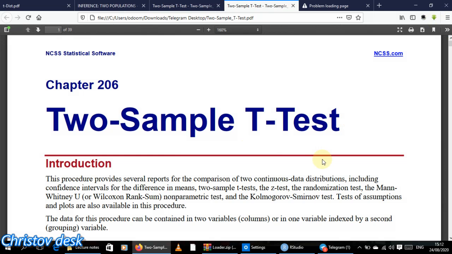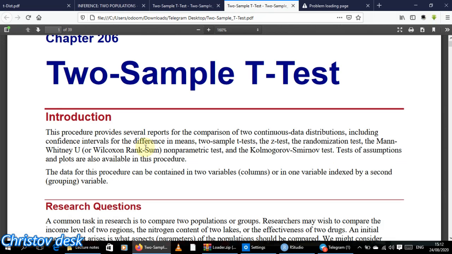So now, just an intro. This procedure provides several reports for the comparison of two continuous data distributions, including confidence intervals, and then in the means, the two-sample t-test, the z-test, and the randomization test. These are all tests that fall under hypothesis testing. But the one we are most interested in today is the t-test.